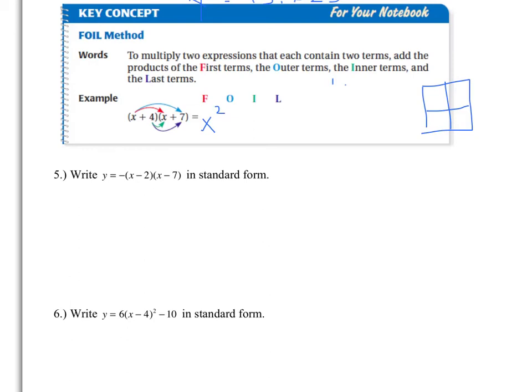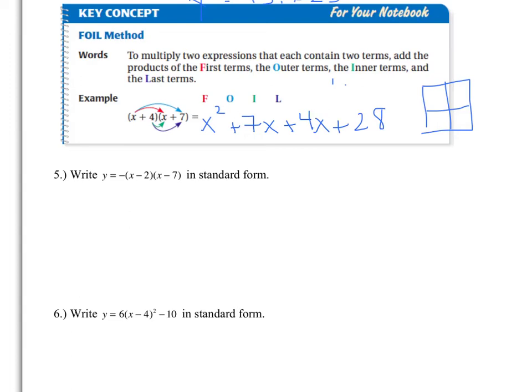And then the outer terms are next. That's the O in the word FOIL. And they are blue in the color coding here. So the outer terms are x times 7. And when you multiply those, you get 7x. And then the I, which is green, stands for the inner terms, which are the ones on the inside, which is 4 and x. So when you multiply those, you get 4x. And then the L, which looks like a purple color, represents the last terms. You multiply 4 times 7, and that's 28.